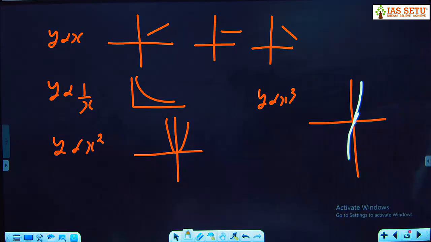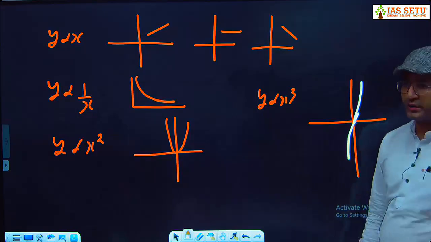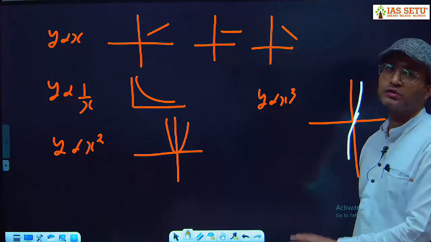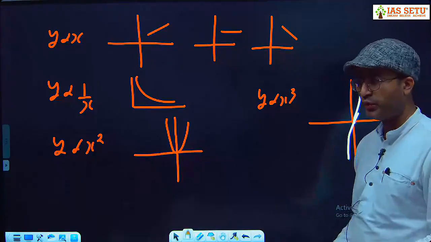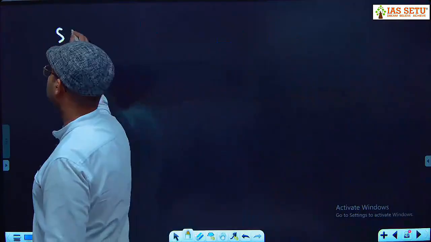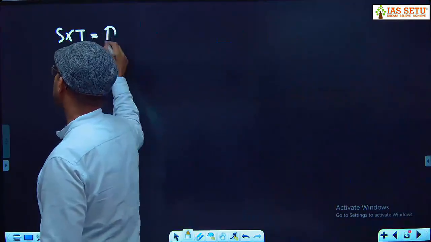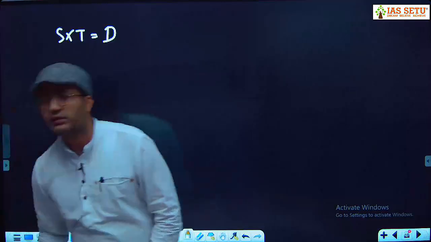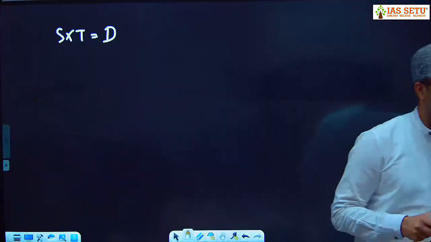Now next is, let me tell you two more concepts based on the graph, then we will discuss some of the questions asked on this concept, PYQ. Okay, next is speed into time is equal to distance. Distance is product of two things, speed and time.